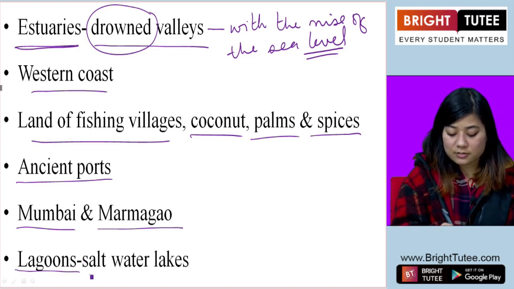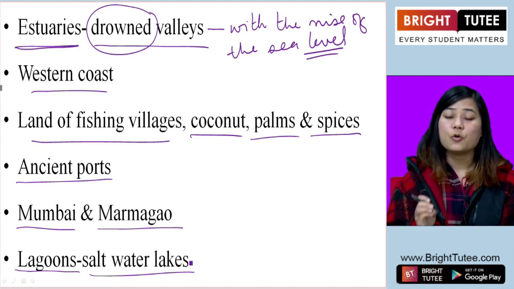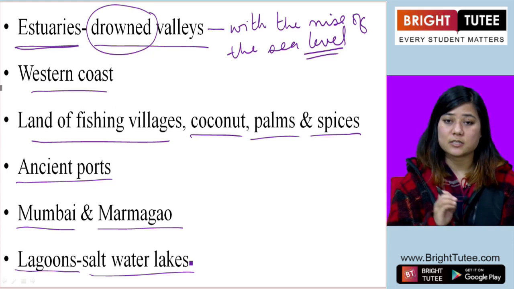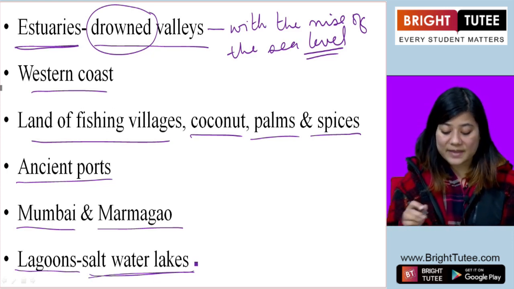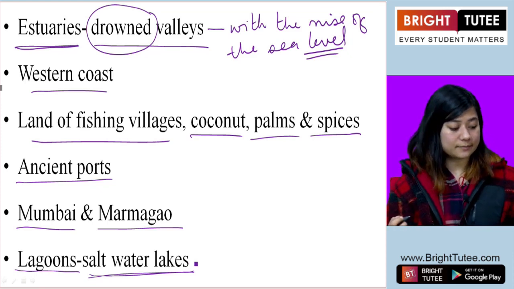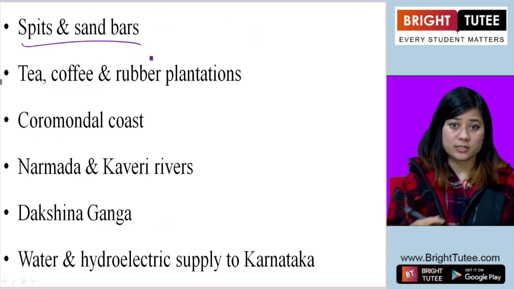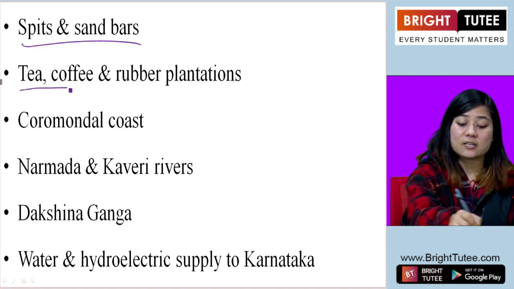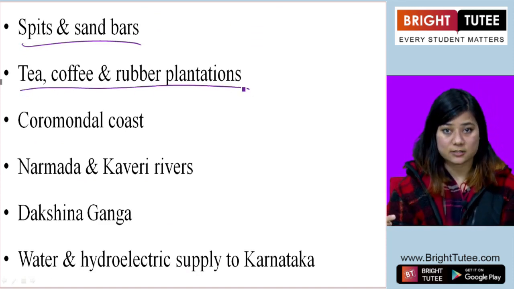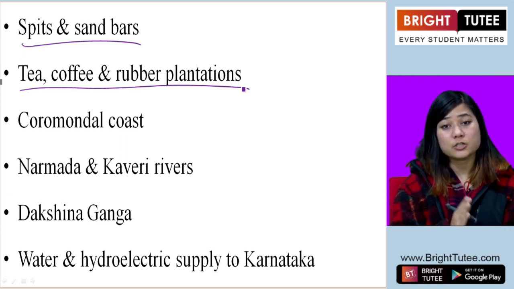Now, lagoons are salt water lakes. They are also another unique feature which can be found in the western coastal plain areas, and these lagoons are basically salt water lakes. Apart from that, there are also spits and sandbars in this area. And because of these features, these areas have tea, coffee and rubber plantations. Okay. Now that was the western coastal plain.